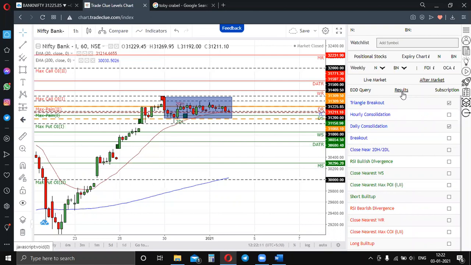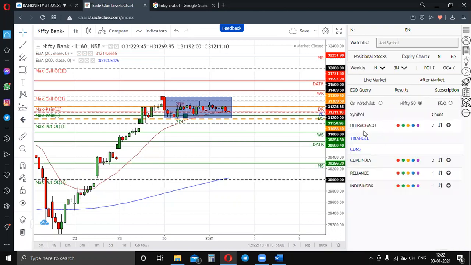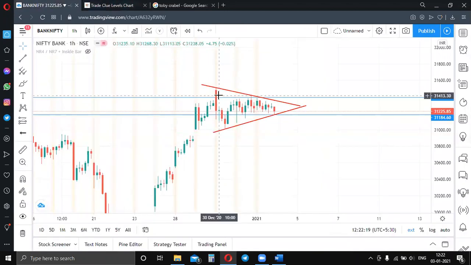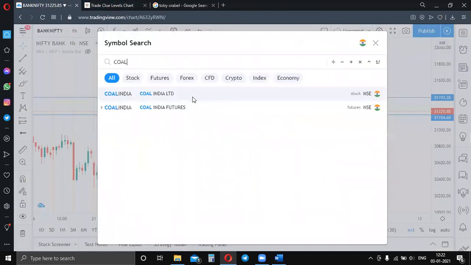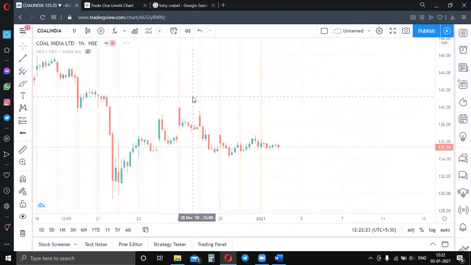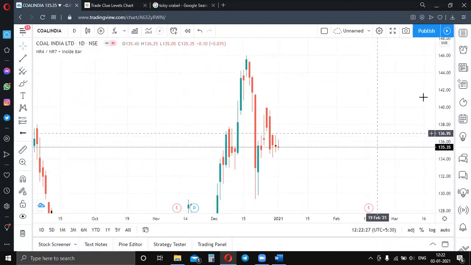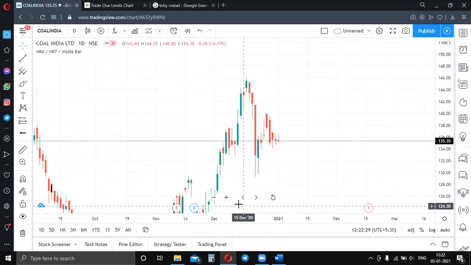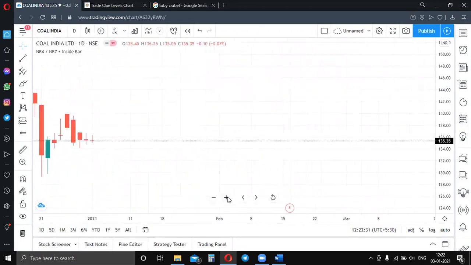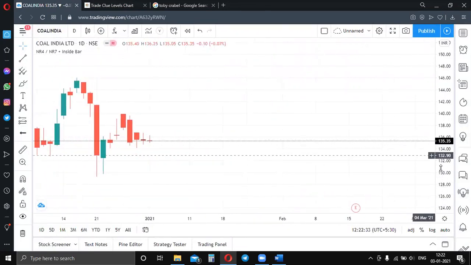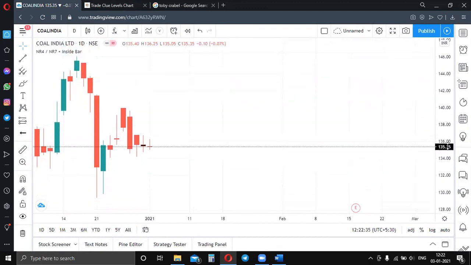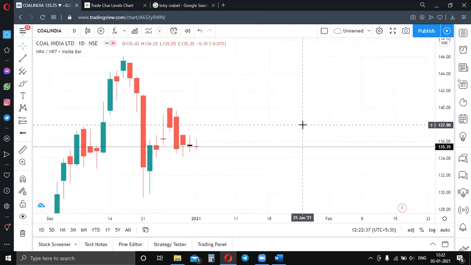Right? What else do we have? We have UltraTech Cement, we have Coal India, right? Let's check Coal India. First thing first, understand what is happening on the daily time frame. So am I getting dojis from the last few days? I'm getting some dojis, right? Now, in candlestick patterns, what does a doji say? What is the characteristic of a doji?